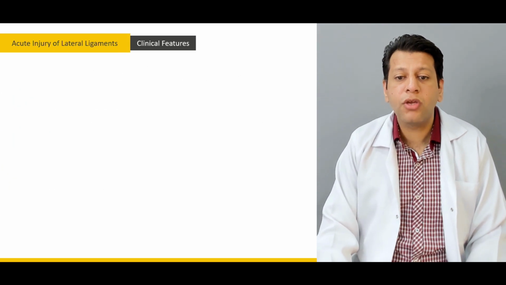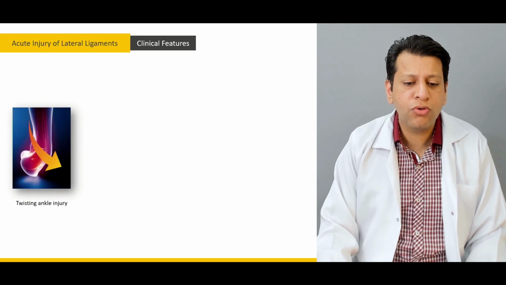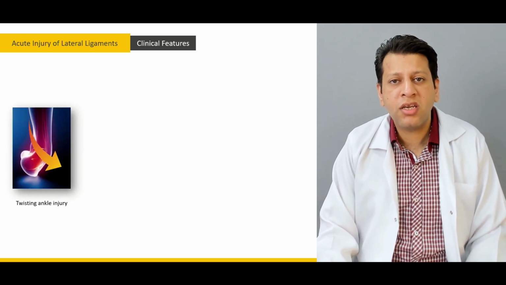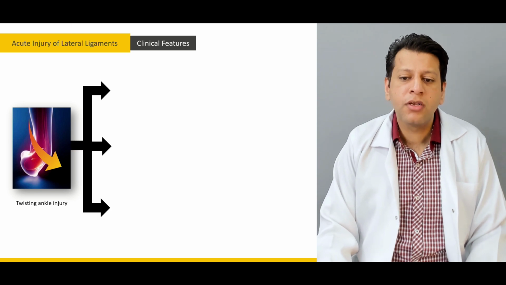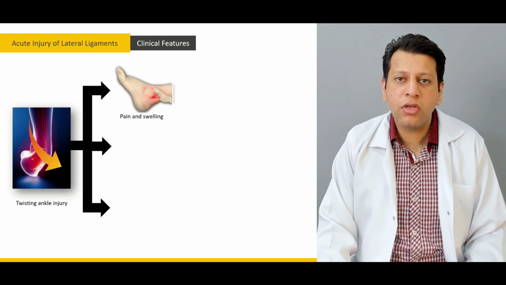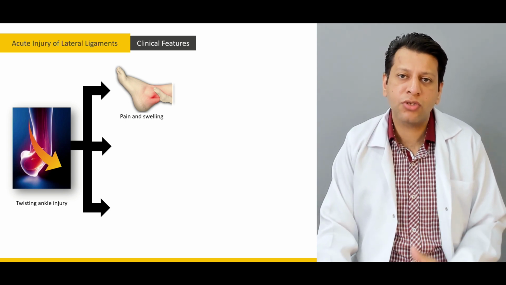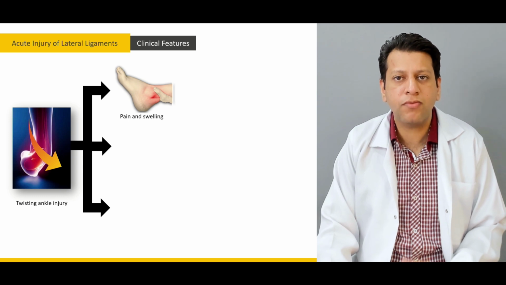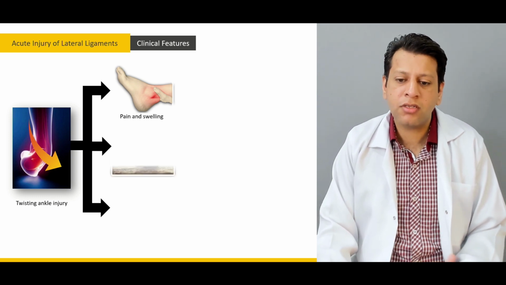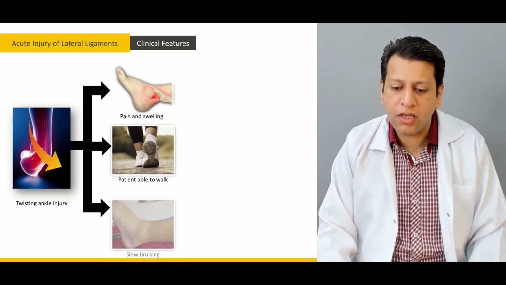Now coming to the acute injury of the lateral ligaments, what were the clinical features? As I told you, most commonly it's always an inversion twisting type injury. This leads to pain and swelling. Patient usually comes up that he or she had some kind of trauma. After that, there is definitely swelling on the lateral aspect of the foot, and there is pain, and the patient is unable to walk properly, and there is pain on weight bearing as well.